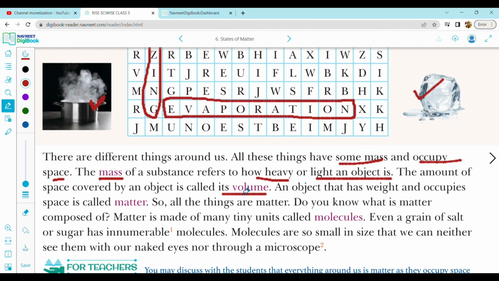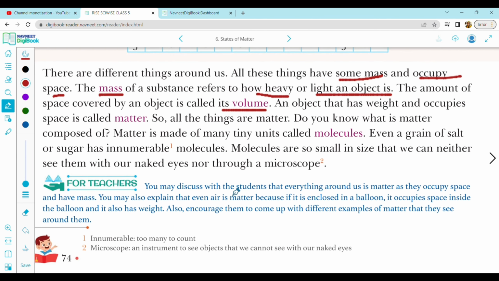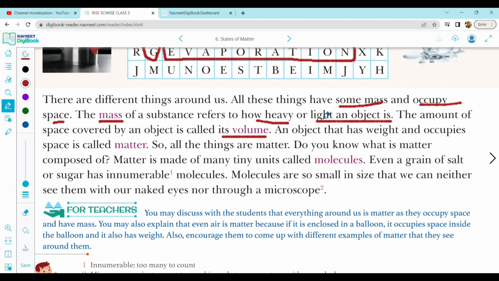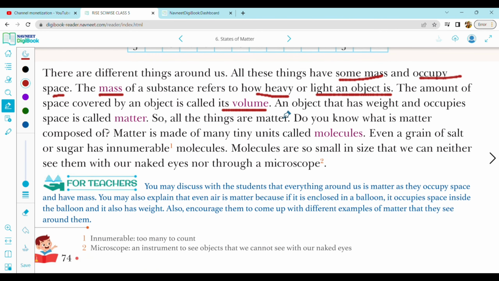Now what is the definition of matter? The name of the chapter is matter, the states of matter, right? So what is the definition of matter? It is C. An object that has weight and occupies space is called matter. ऐसा object जिसका weight होता है और जो space occupy करता है, हम उसे क्या बोल देते हैं? Matter. All the things are matter. और सारी ही चीजें क्या हैं बेटा? Matter.